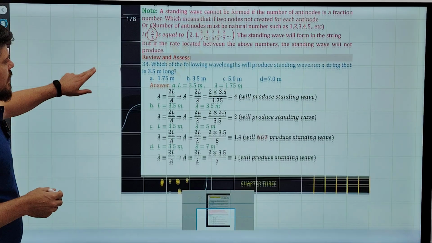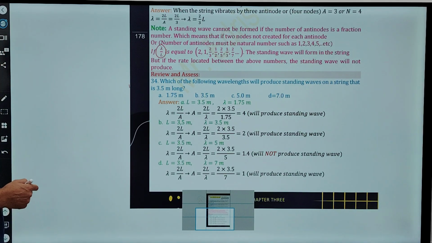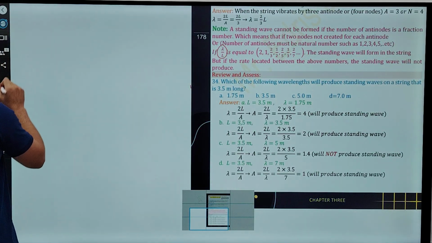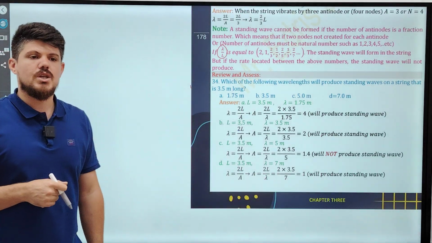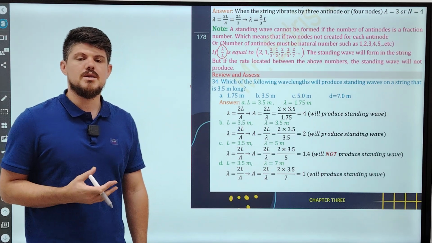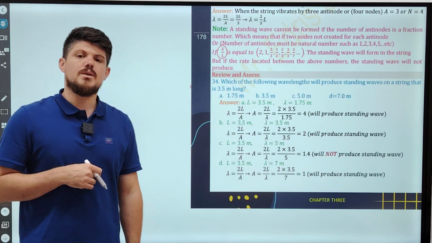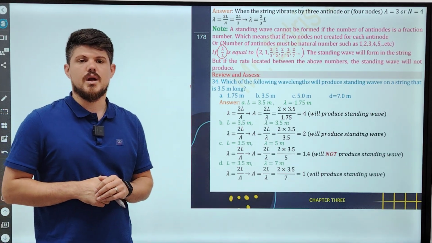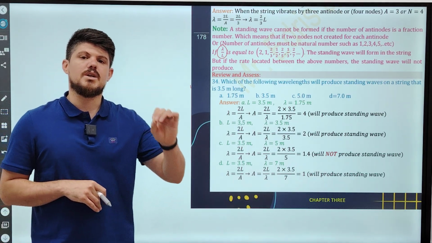Okay? Look at this question. Which of the following wavelengths will produce standing waves on a string that is 3.5 meters long? Be careful. In the standing wave, the number of antinodes must be an integer number. What do you mean by integer number? According to basic math, an integer is 1, 2, 3, 4 until infinity, without 0, without decimals. So the antinode must be an integer number.